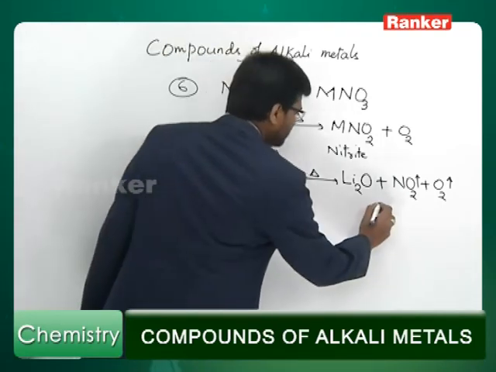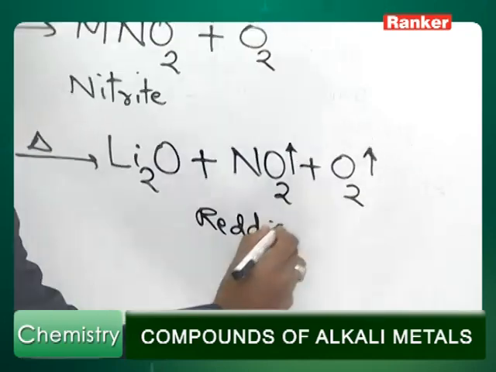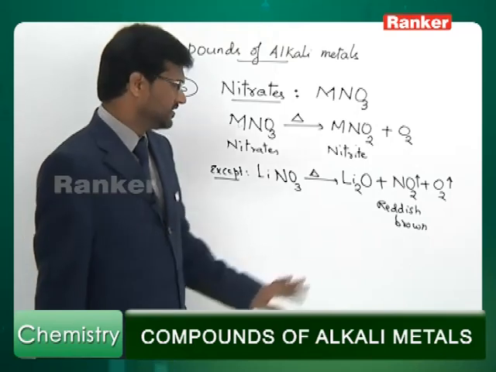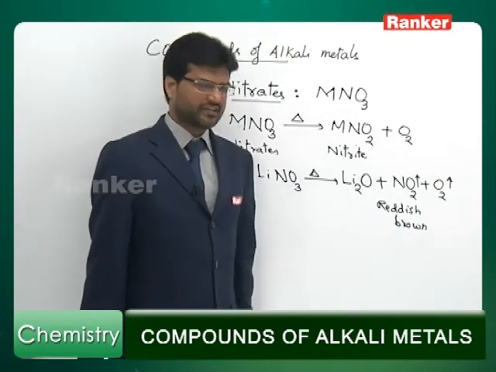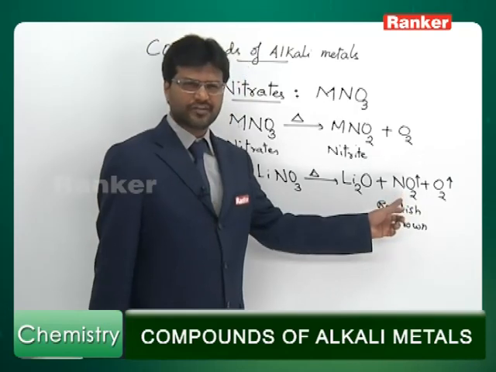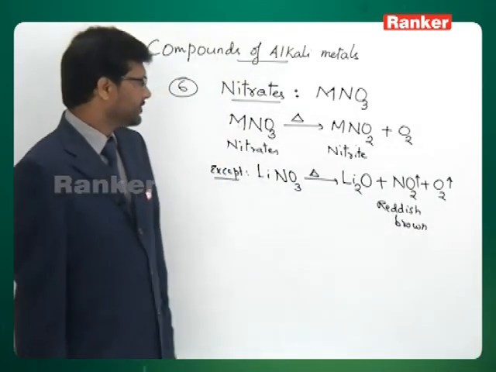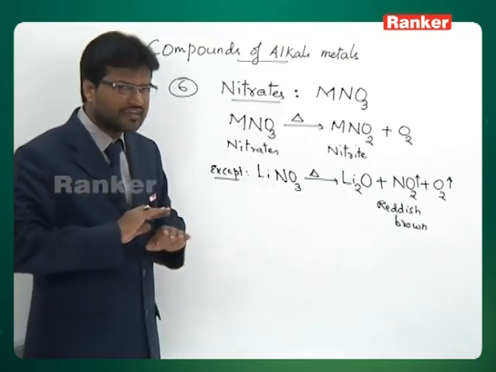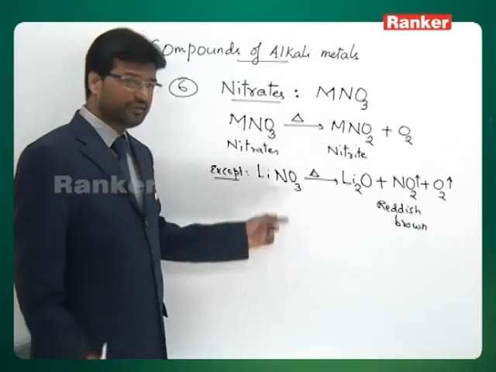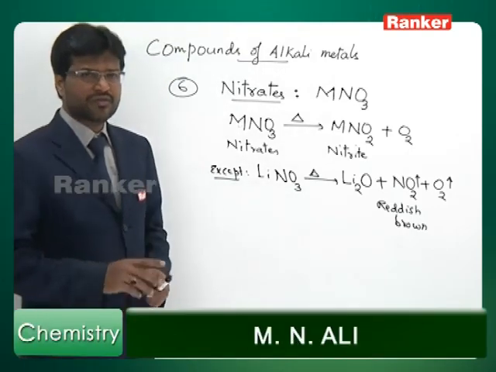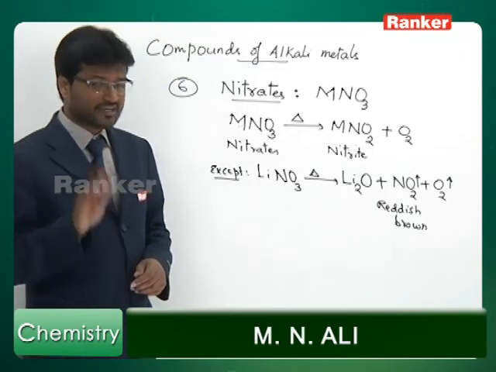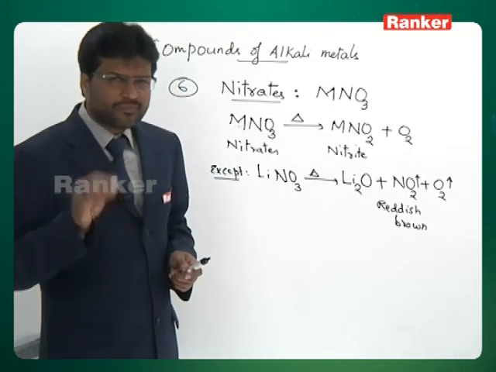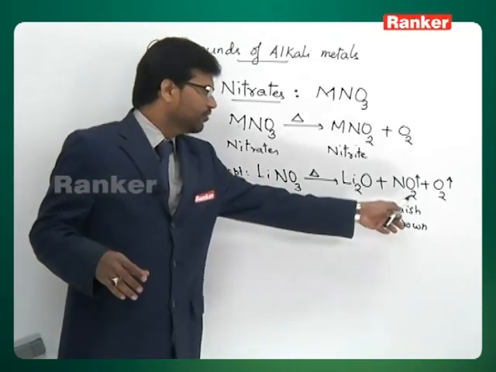NO2 is reddish brown, and you know very well oxygen is a colorless gas. Remember that both are paramagnetic gases, while one is a reddish brown gas, the other one is a colorless gas. This type of decomposition is possible in case of all other metal nitrates in the periodic table. So there is a unique feature of alkali metal nitrates, that too 4 alkali metal nitrates, they decompose to give nitrite. All other metal nitrates in the periodic table, they decompose to give NO2 and O2 gas.